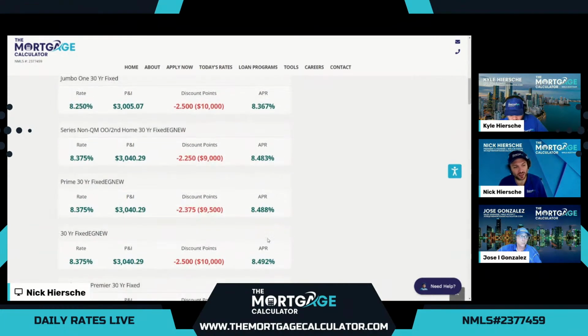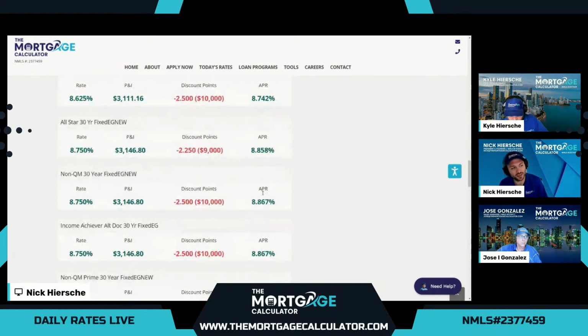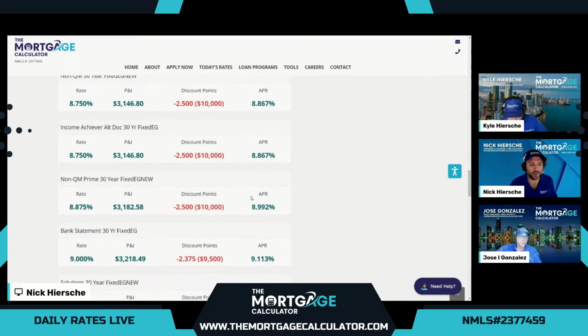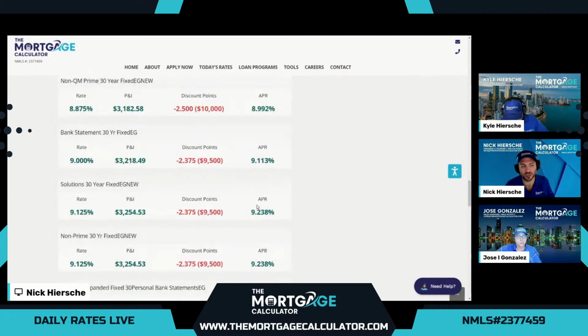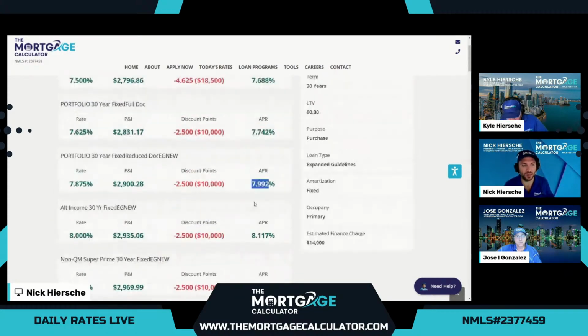So tons of different options here. If you scroll down, you'll see we have dozens and dozens of bank statement options. Some of these have a little bit higher rates and costs, may allow bankruptcies, foreclosures, other types of credit events, and may allow us to calculate the income a little bit differently. So please get with our team. There's literally hundreds of different options here to use bank statements.